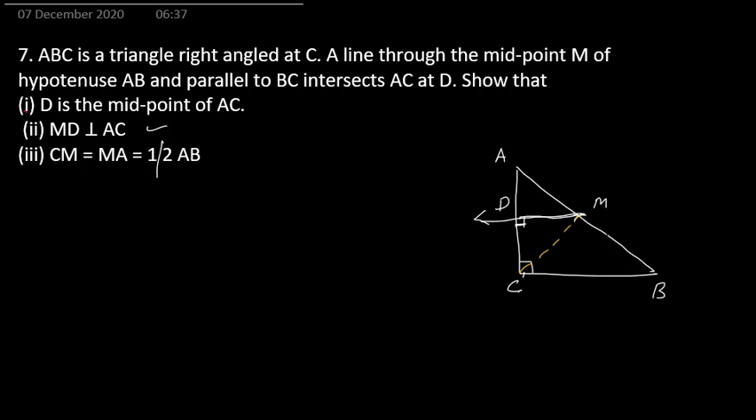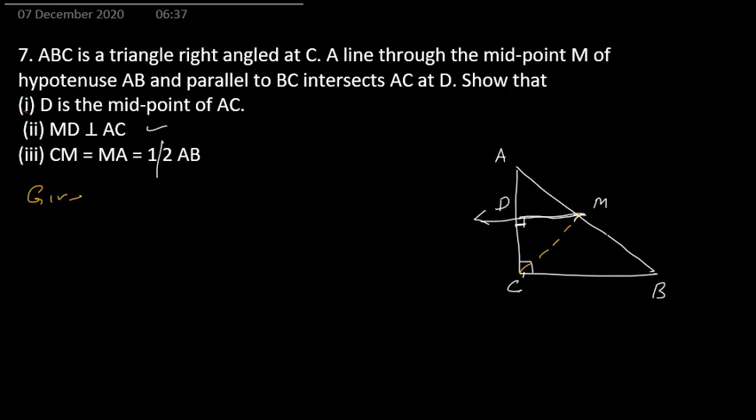So if I check triangle ADM and CDM, this is a 90 degree angle, AD is equal to CD, as D is the midpoint, and CM is the common side. So therefore by side angle side, these two triangles are congruent, therefore corresponding sides are equal. So AM and CM are equal. So we will prove this part also. So understood? Yes. Okay.